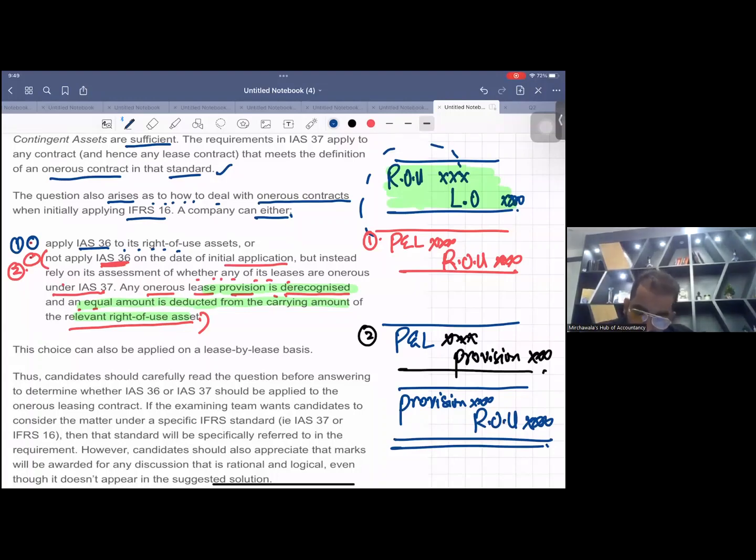See this. You are ultimately canceling this provision. Just think, in the first entry, you credit the provision, and in the second entry, you debit the provision. So automatically P&L debit and ROU credit, the same thing you will find. Ultimately P&L debit and ROU credit will be left.